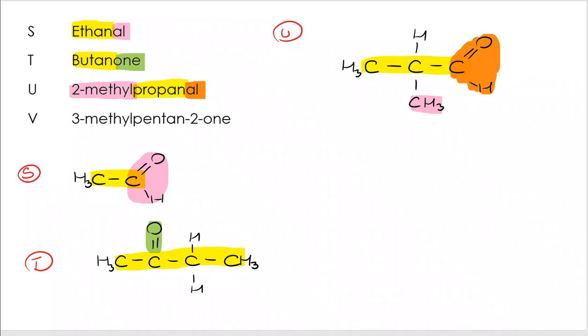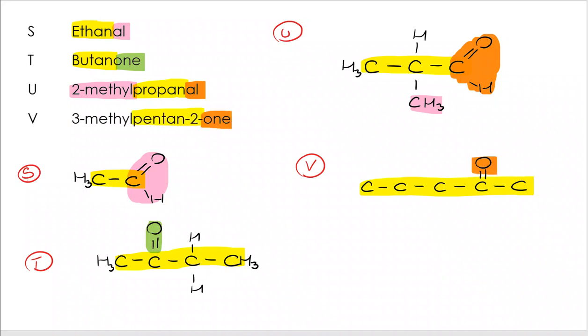And then on to V. I've got 3-methyl-pentan-2-one, pent, 5 carbons in a row. I've got my double bond O, my ketone group on the second carbon, which this time I've numbered from right to left, and continuing that numbering allows me to put my methyl group on the third carbon, and to finish off, I do my remaining H's, and we have completed all of the examples.